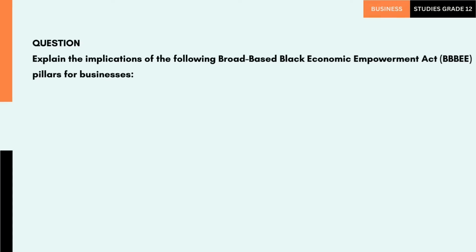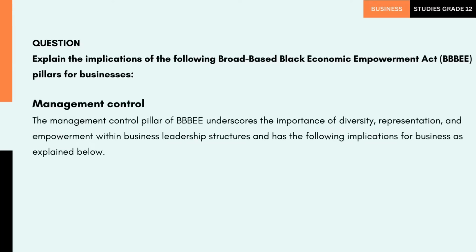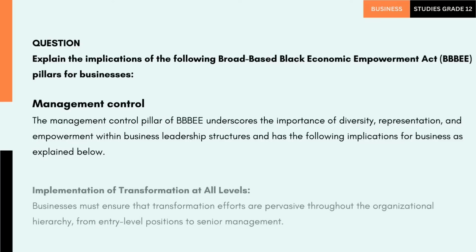Question. Explain the implications of the following Broad-Based Black Economic Empowerment Act (BBBEE) pillars for businesses. 1. Management control. The management control pillar of BBBEE underscores the importance of diversity, representation, and empowerment within business leadership structures, and has the following implications for business, as explained below.